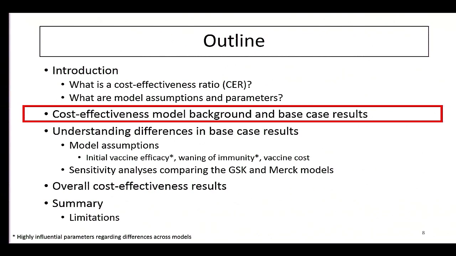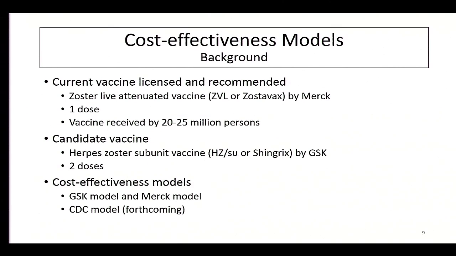Moving into background on the model and some base case results. So the current vaccine that's licensed and recommended is Zoster live attenuated vaccine. We've been abbreviating it ZVL. I'll be referring to it as the live vaccine. It's a single dose vaccine. It's been received by 20 to 25 million people. The candidate vaccine is a herpes zoster subunit vaccine. It's a 2-dose vaccine. I'll be referring to it as the subunit vaccine, but it'll be abbreviated as HZSU.